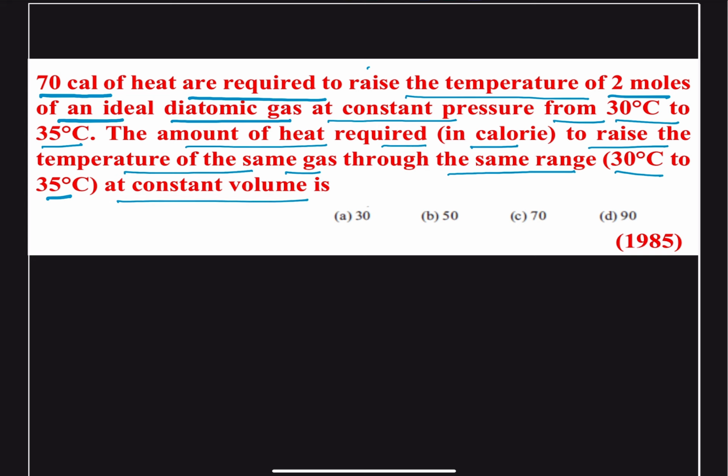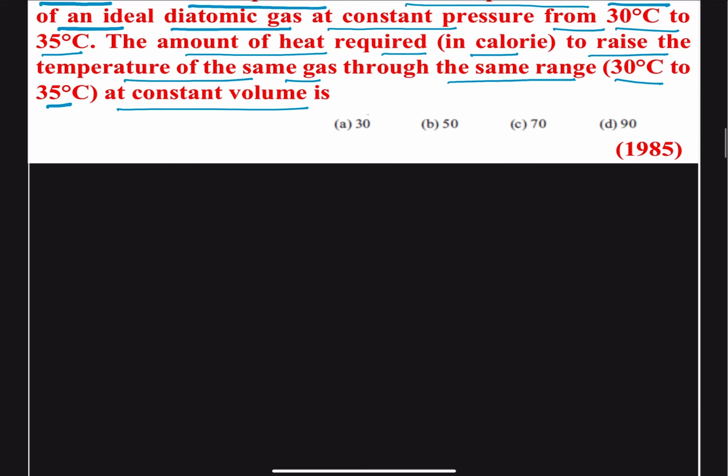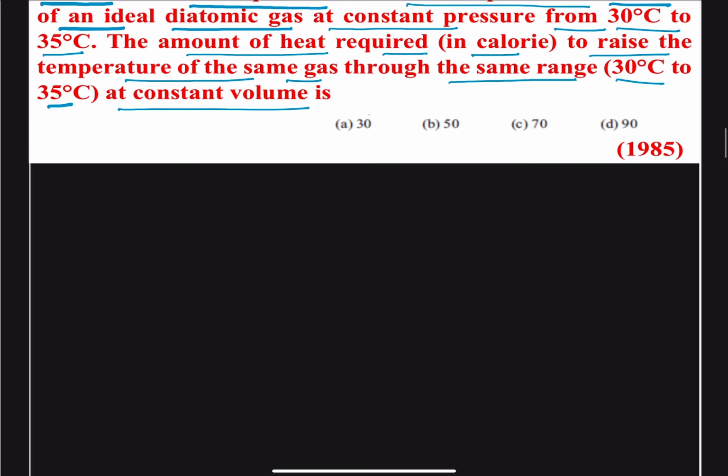One is heat at constant pressure and another one is heat at constant volume. So we can use both the formulas, and we already know the relationship between Cp and Cv, that is equal to R. We simply substitute the values and we are going to get the answer. So let us start from the heat at constant pressure.